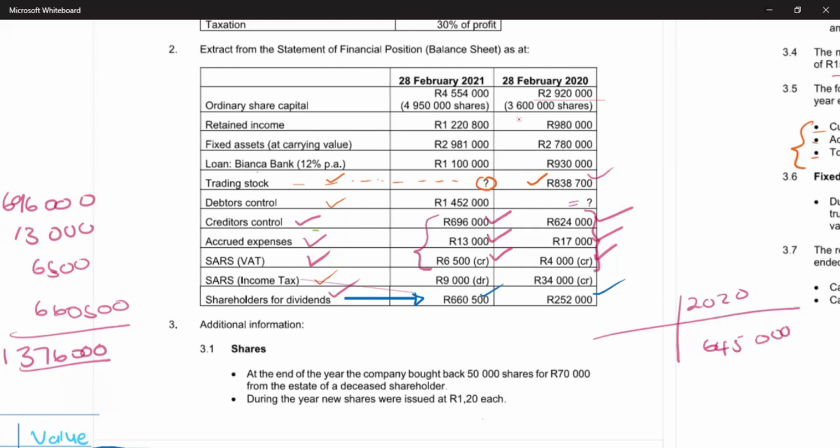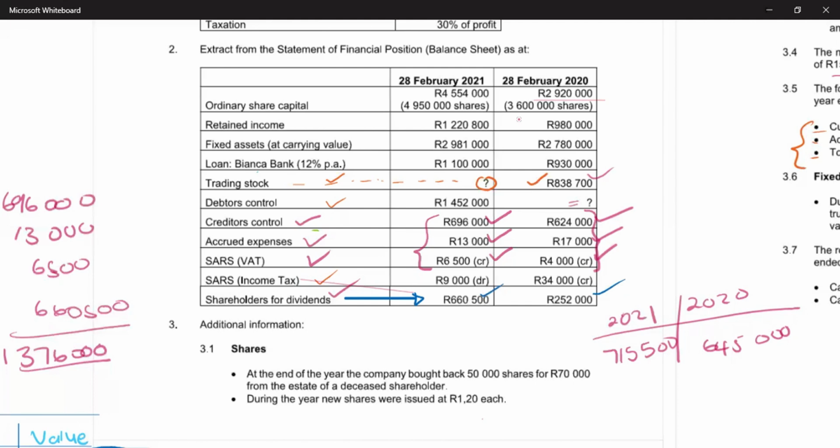Now, these are our three payables, right? And now adding them, punching them into my calculator, these are going to amount to, so let me just quickly do that, 696,000 plus 13,000 plus 6.5. So 715,500. So this is for 2021.